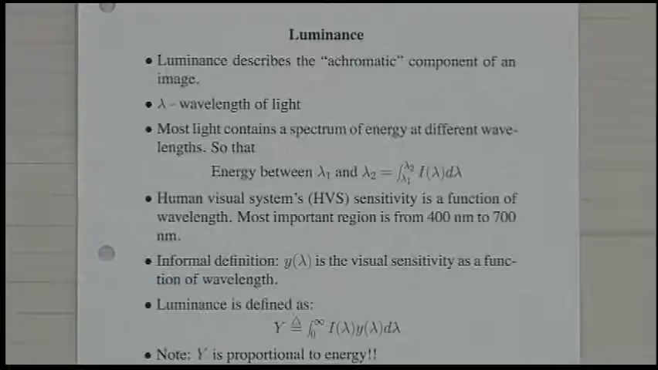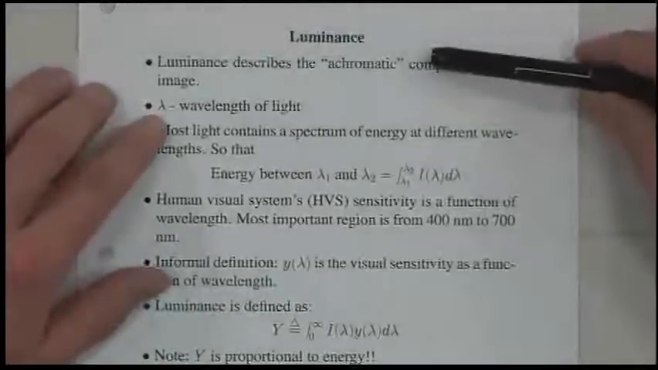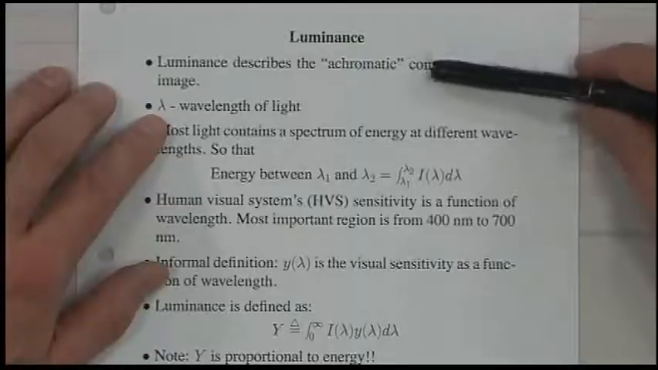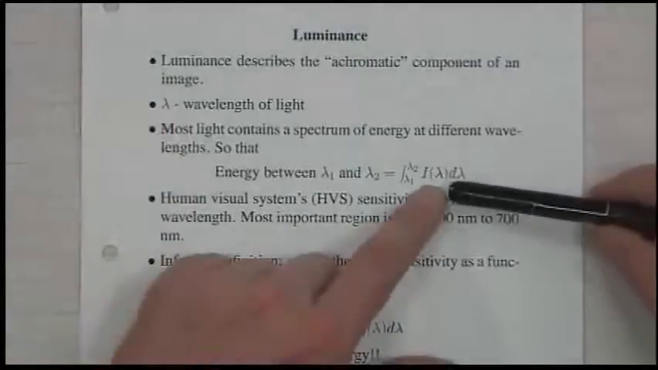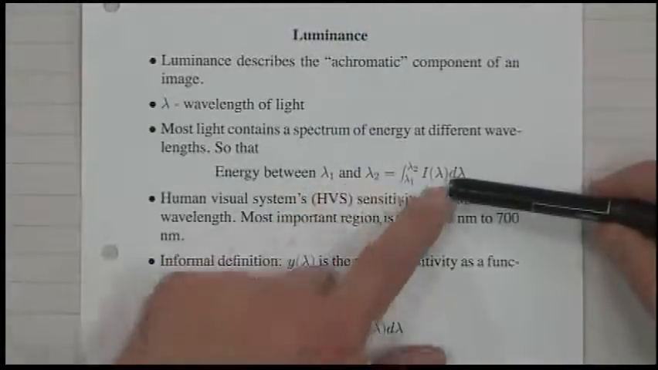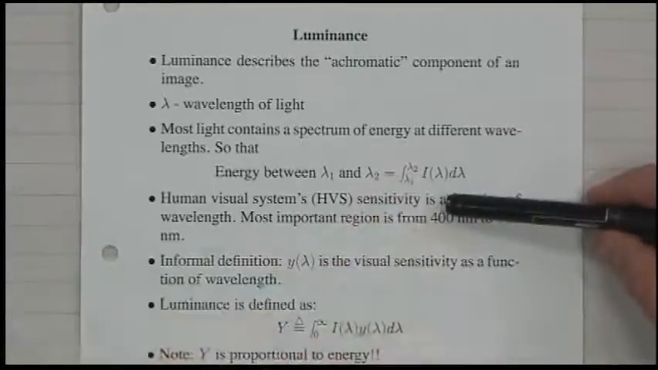So the first thing we're going to talk about is luminance. What is luminance? I'm not exactly sure at this point, but we certainly have the concept of wavelength, and we can talk about energy per unit wavelength. So we can talk about the spectrum of the light. The spectrum of the light is I of lambda, and the total energy between lambda 1 and lambda 2 is the integral of I of lambda from lambda 1 to lambda 2.